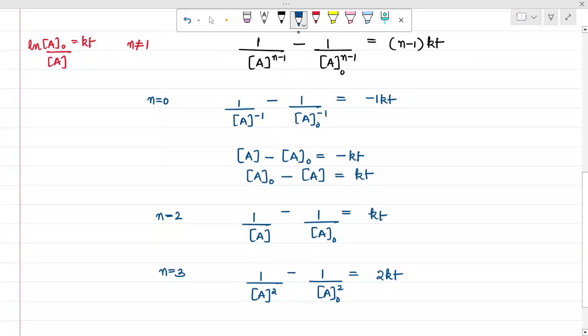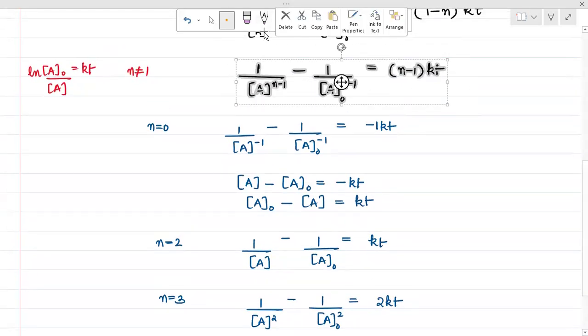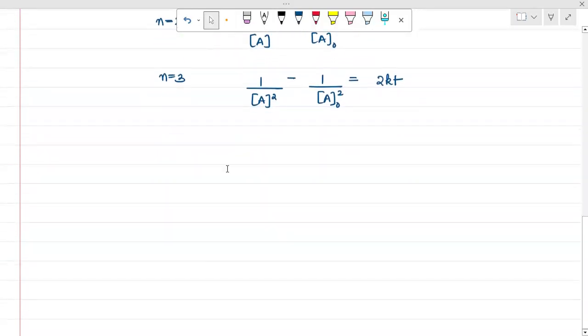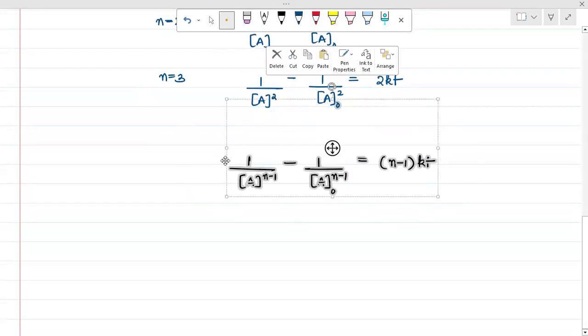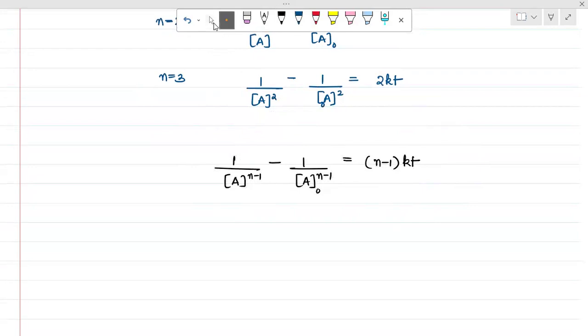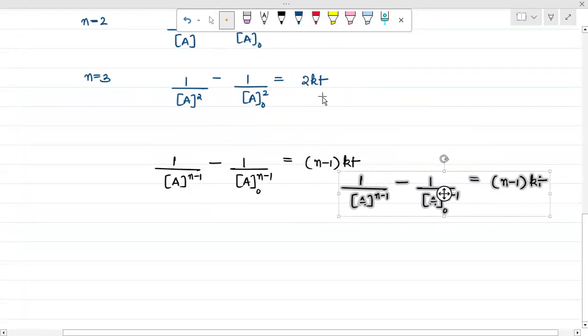So this is the general equation for the integrated rate equation for reactions which proceed with order n except 1. You cannot put the value of 1 over here. Now, using this equation, please calculate the general formula of T half as well.